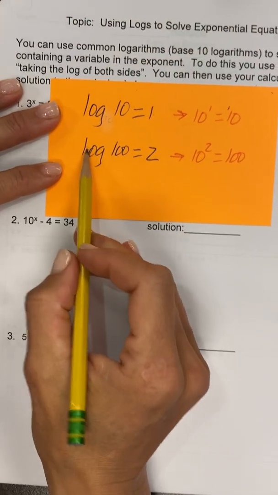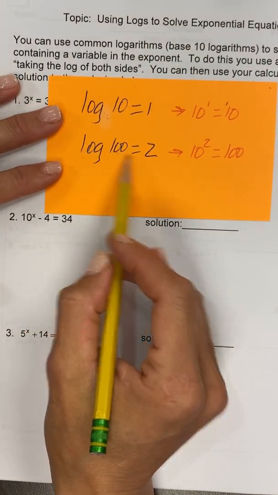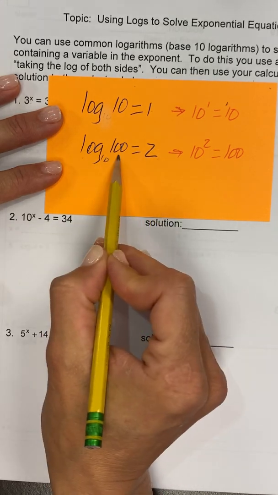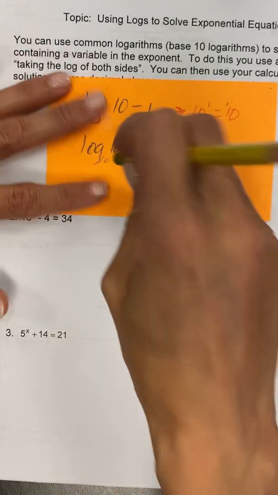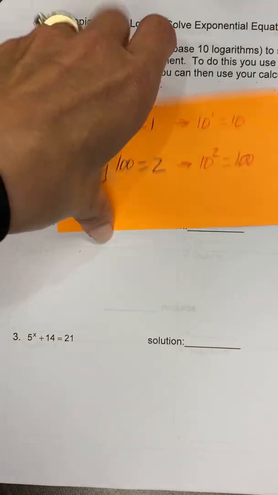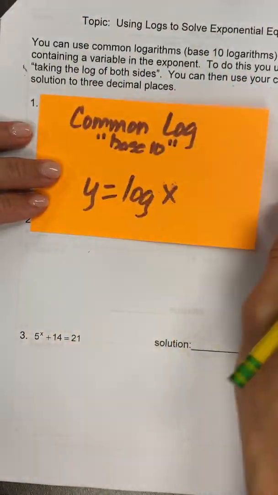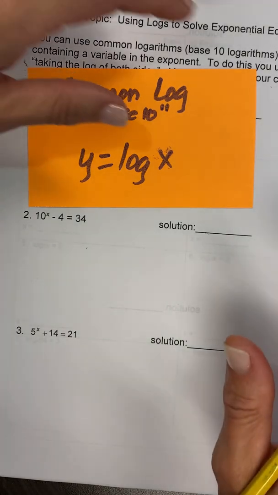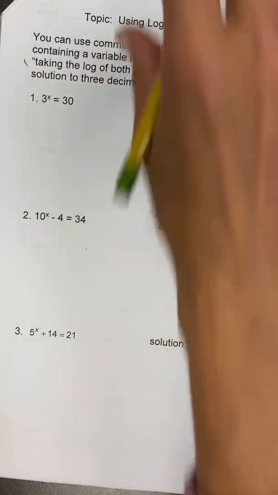If it were written like this, log of 100 equals 2, it's because 10 squared is 100. Just know, when you hear the phrase common log, that means the base is always 10. All right, and we're going to use that then to solve some different kinds of exponential equations.